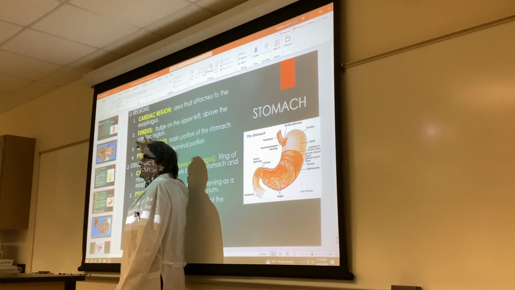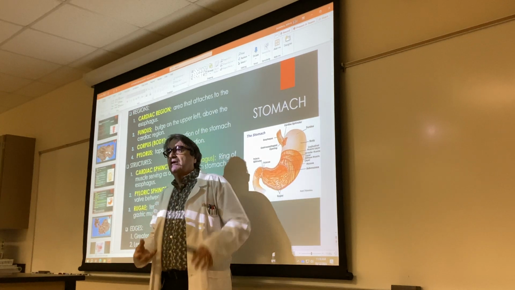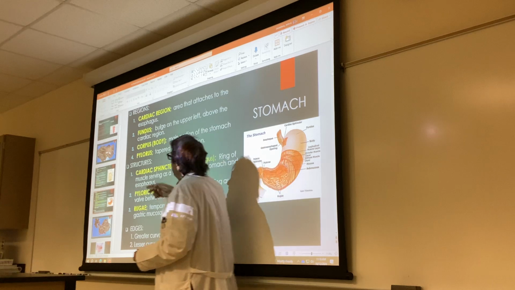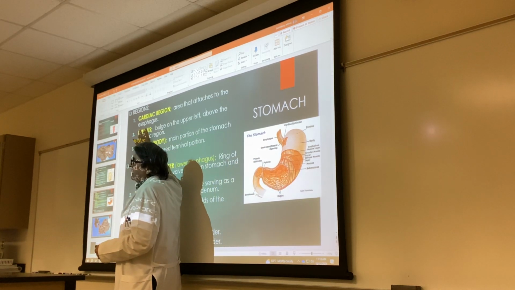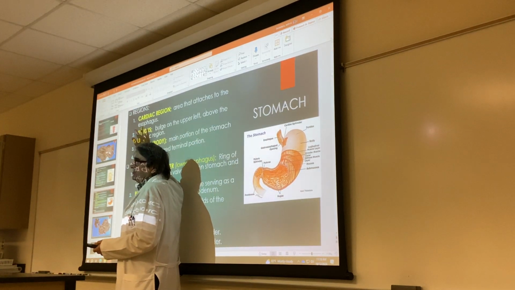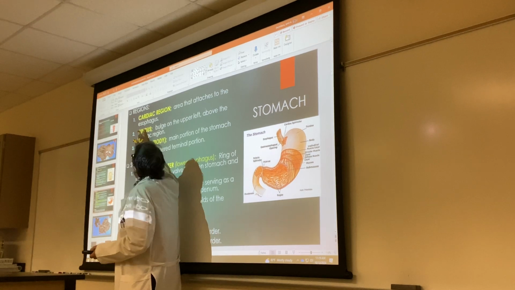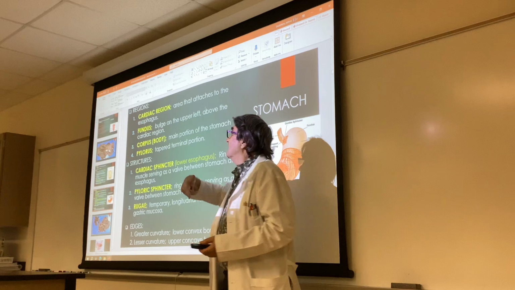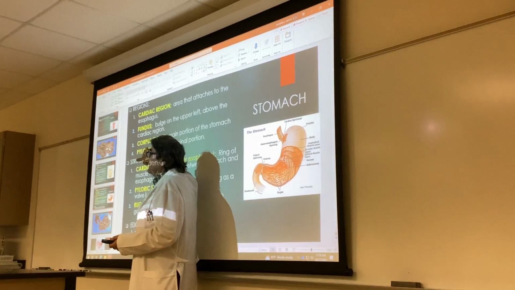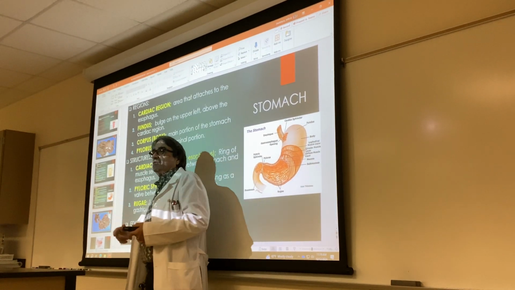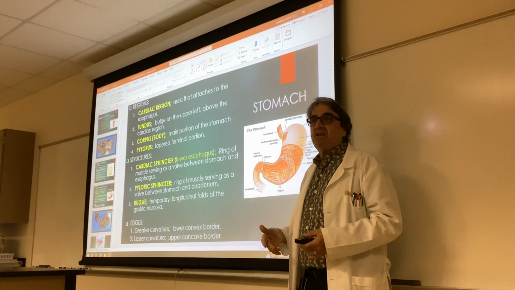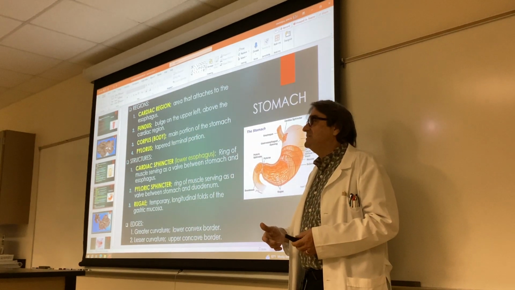Okay, so where's the fundus? Superior lateral to the left. It's above. Superior lateral to the left. By the way, in gastroenteritis, that's where most gastric ulcers are, up there in the fundus. Cardiac region, that's where the esophagus attaches, and pyloric, that's where it empties. So physiologically, there's a lot of different things going on, and that's why the stomach has these different names for all of these different regions.